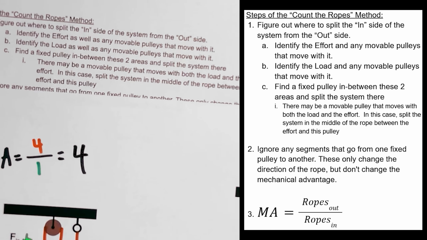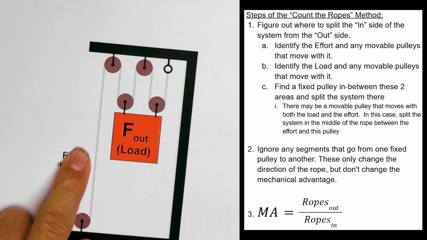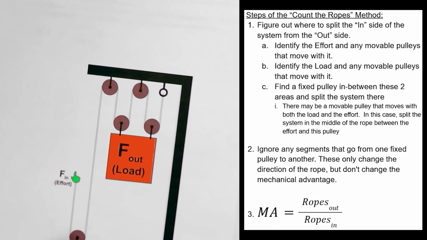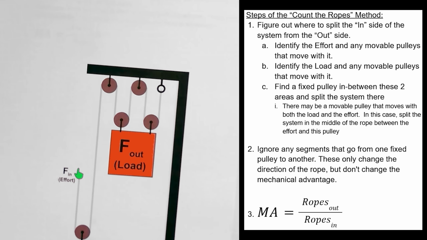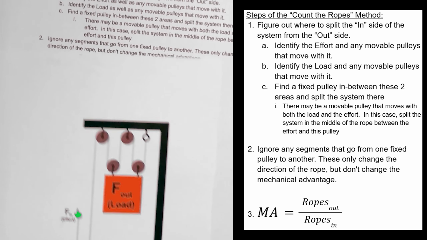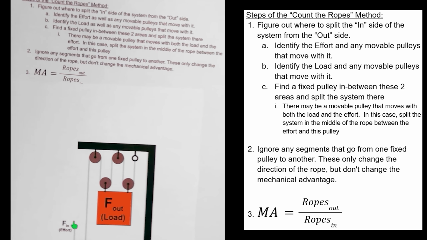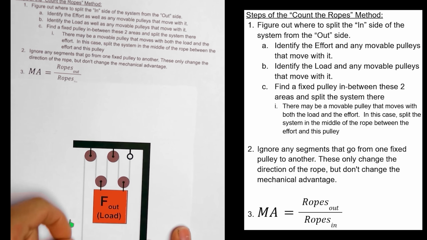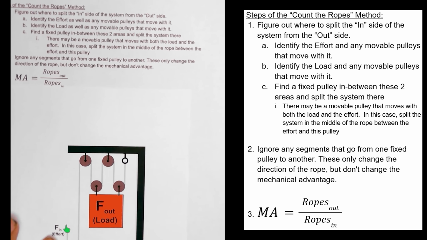Now we're going to look at this same one here. Okay, we have the effort moving up, and we can kind of tell that if you pull this rope, the load is also going to move up. So they are working in the same direction again. So it's possible we'll have to split along the way. But we'll see. We'll go through the steps. All right. So identify the effort as well as any movable pulleys that move with it. Effort's here. We got these 2 movable pulleys, but they're not really moving along with it directly. They're going to move in that same direction, but not directly. So I don't think we're going to put this one on team effort.